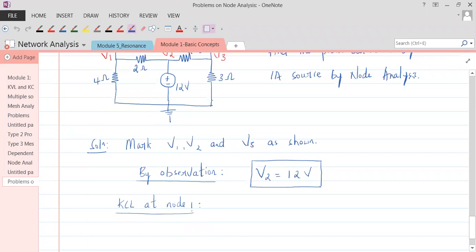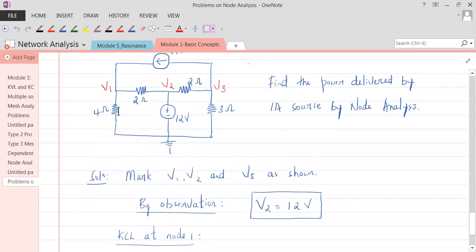Now observe how many branches are coming at node 1. There are 3 branches, branch number 1, 2 and 3. 3 branches are coming together. Now there are 3 currents. 3 branches means 3 currents. How many of them are entering? How many of them are leaving is the next question. So KCL says the sum of the currents entering is equal to the sum of the currents leaving.